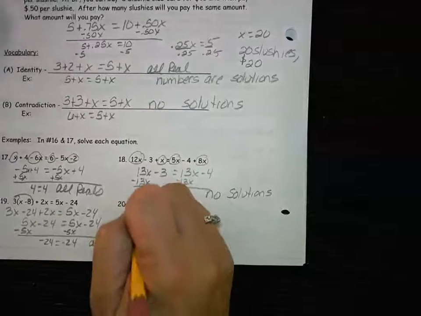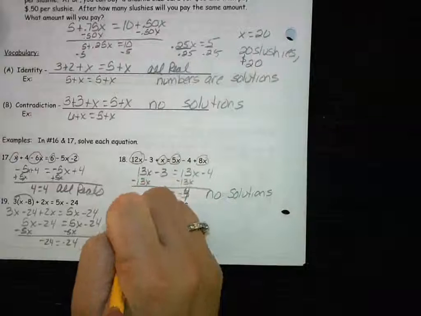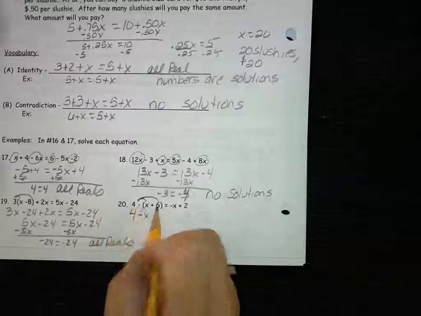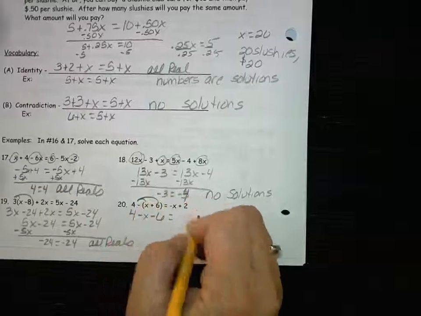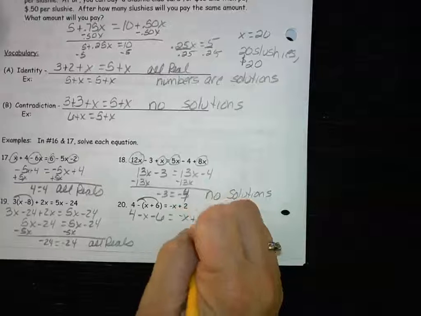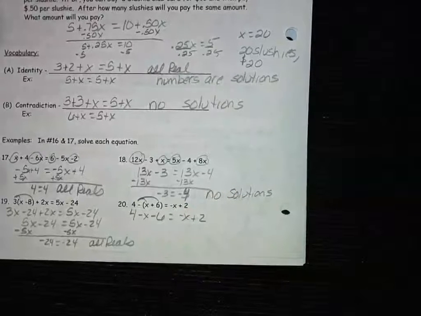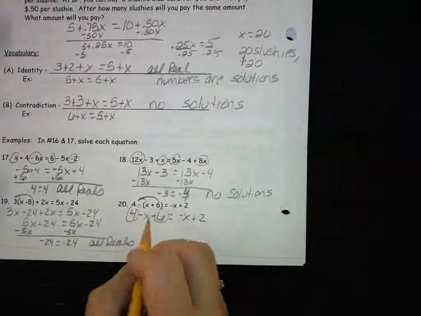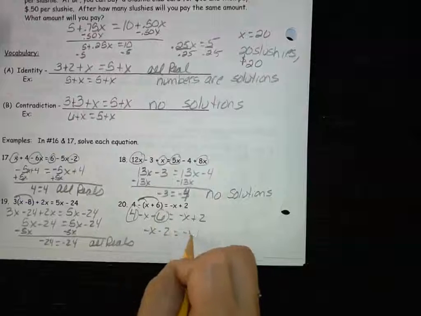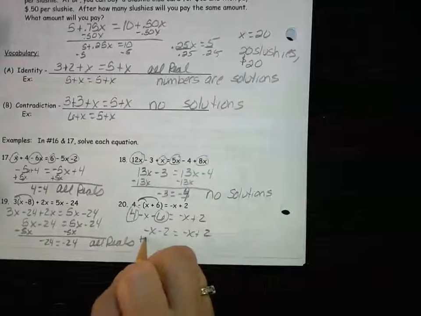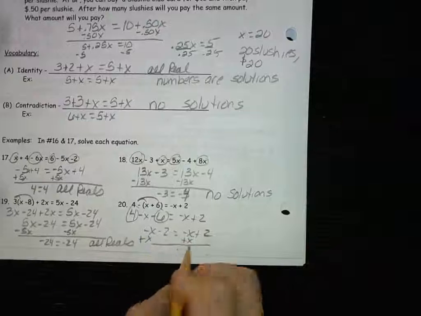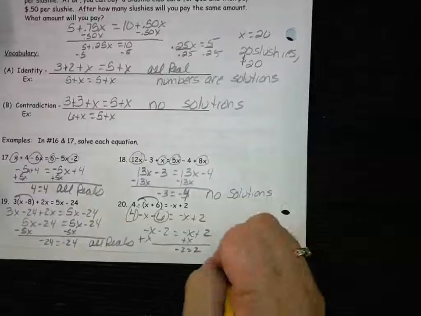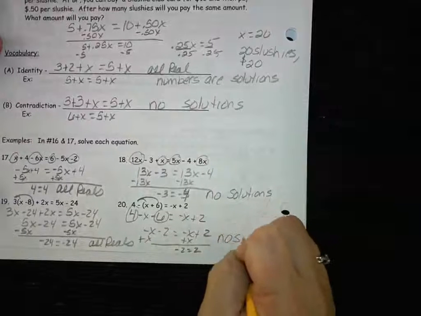Number 20, as we distribute here, that will become a minus x. And when you give the negative to the 6, it's also a negative 6, equals negative x plus 2. 4 minus 6 is a negative 2. And if you add x to both sides, you have negative 2 equals 2, which is not going to be true. So there are no solutions.